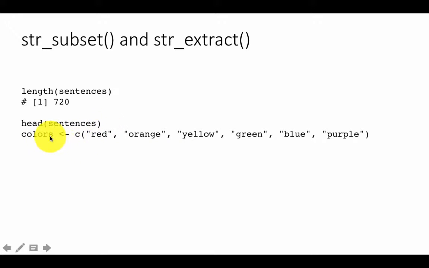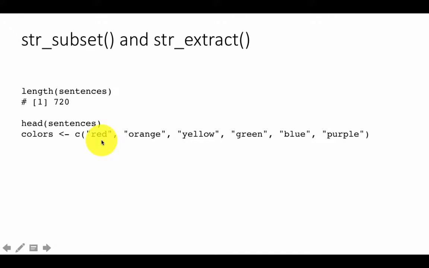Okay, so now what we want to do is, within sentences, find the sentences that contain color words. So let's say these are the colors we are interested in. Obviously, our list of colors could be a lot more complete. So we're saying colors is c("red", "orange", "yellow", "green", "blue", "purple"). So these are the colors we are interested in, right?